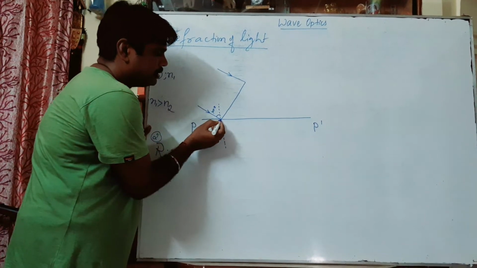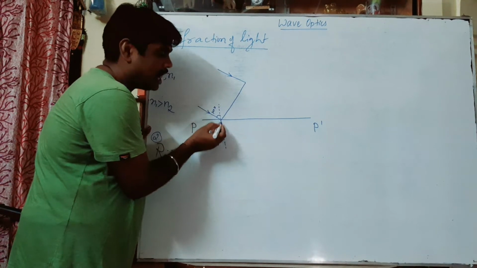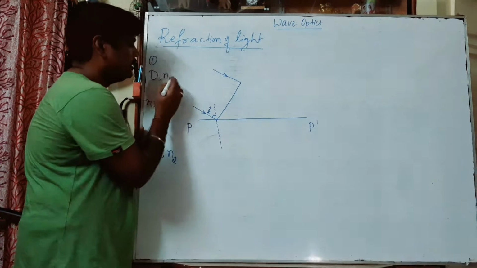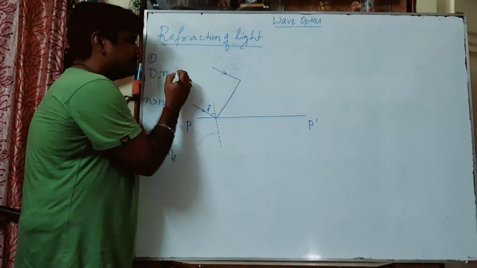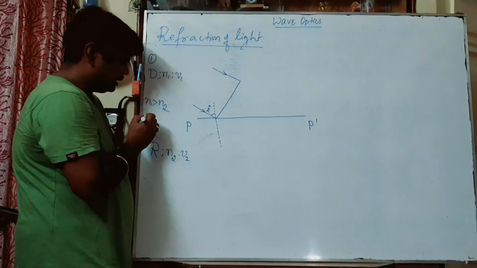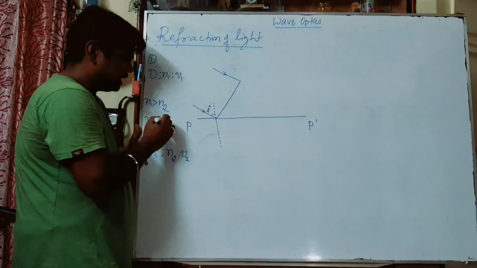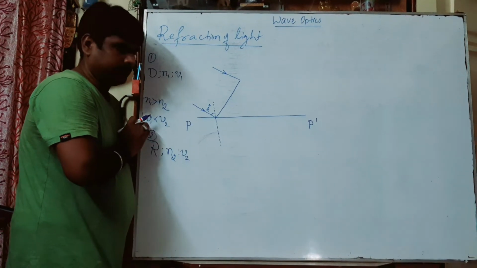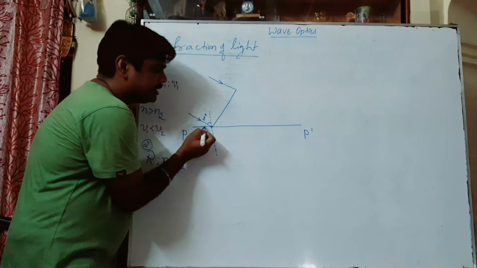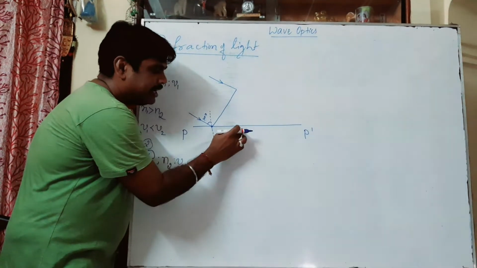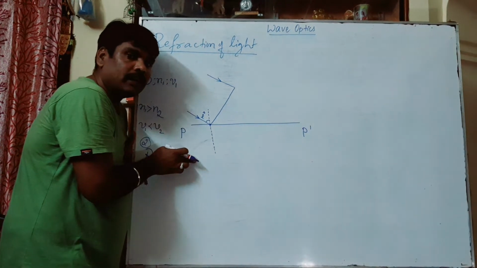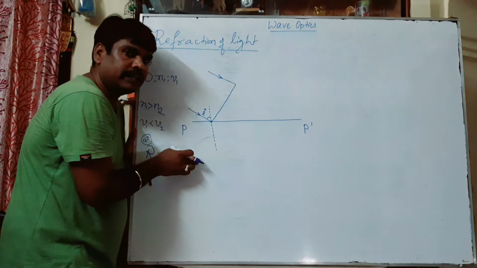After refraction, the light bends away from the normal because the speed increases from here to here. Let us consider the speed in the first medium is V1 and the speed in the second medium is V2, such that V1 is less than V2, or V2 is greater than V1. Here the speed increases. Now, due to the disturbance at this point, the secondary wavelets can travel in the rarer media.